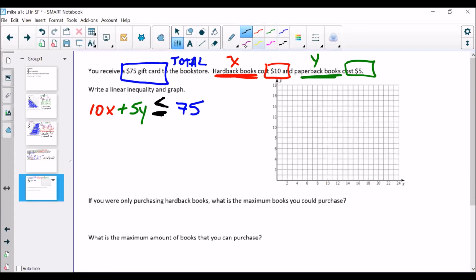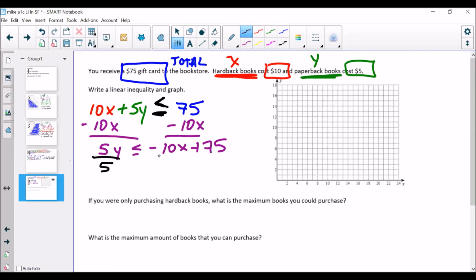Now, we do want to manipulate this into something that looks like slope-intercept form, so it's a little bit easier to graph, and we'll do that. And again, we're getting that y by itself, so we'll start off by moving the other term on the left side. That's subtracting 10x, and we get 5y by itself is less than or equal to. Again, we'll want to make this look like slope-intercept form as much as possible. We can't combine those. Those aren't like terms. We'll divide everything by 5, and we'll come up with y is less than or equal to.